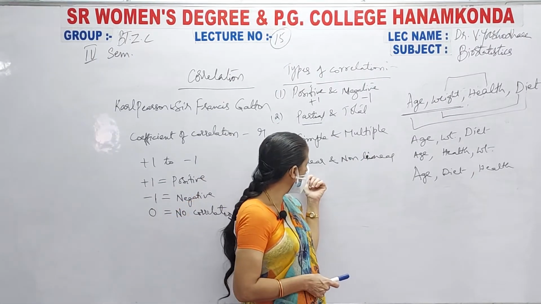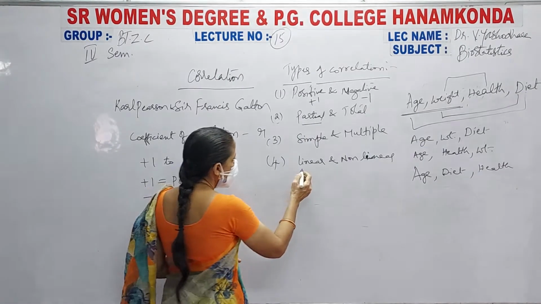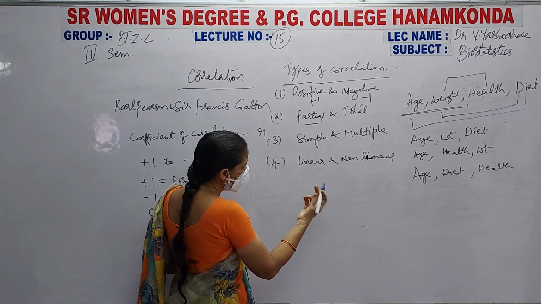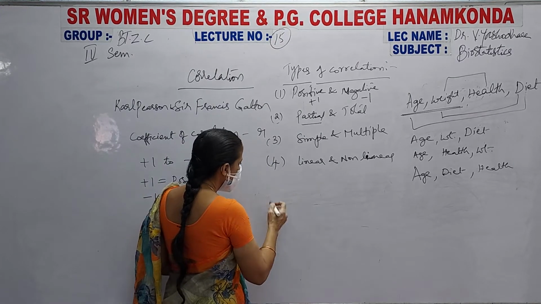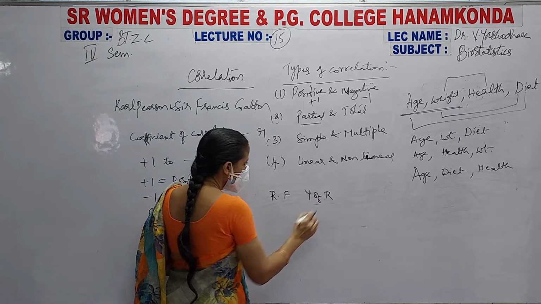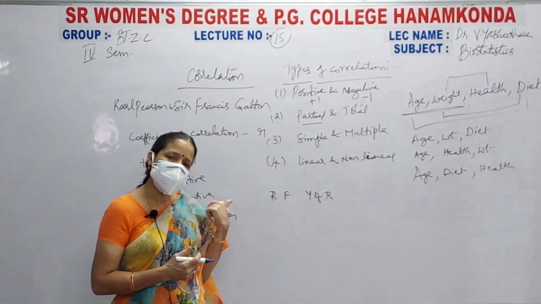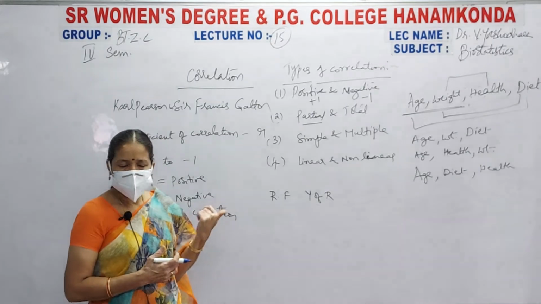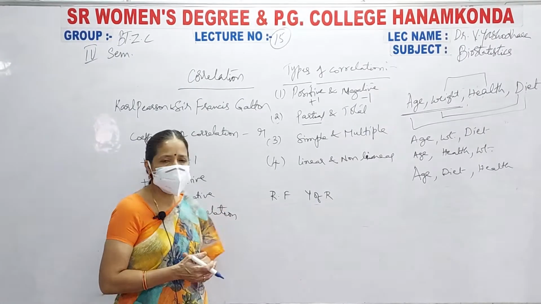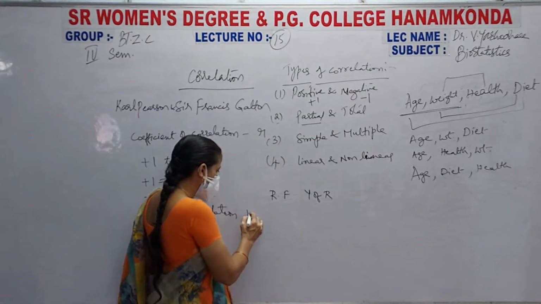Now coming to the linear and non-linear correlation. In linear correlation, see here, I will give one example, linear and non-linear. See here, rainfall and yield of rice. What example I have given in the first, positive and negative, I am giving the same one. In linear and non-linear, see here, 1919, 1920.